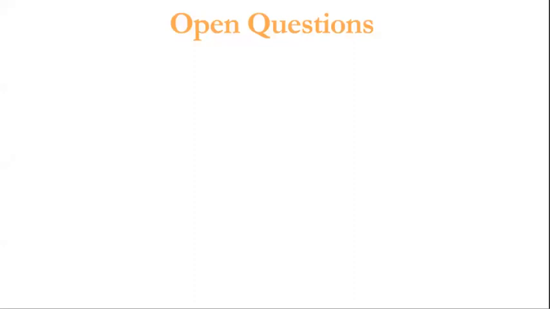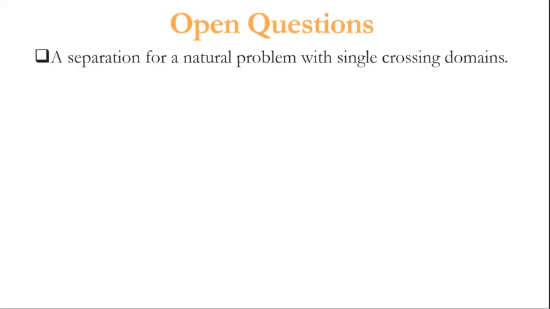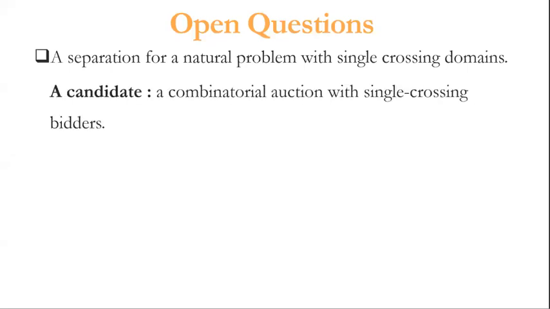So to conclude, I'll present some open questions. The first question is one that we've already discussed, is whether there is a separation for single crossing domains when the problem is natural. We ruled out a separation in the context of welfare maximization in a multi-unit auction, but there are other problems where there might be a gap. And a candidate for the next problem to explore will be, in our opinion, a combinatorial auction with single crossing bidders.